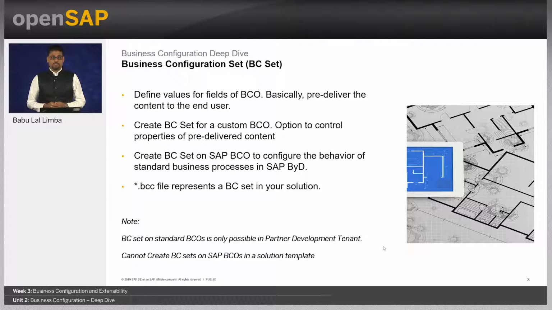For example, you want to provide the text content for some country. However, please note it is only possible in the partner development tenant. Another point to note here is that you cannot create business configuration sets on standard BCOs in a solution template. A file with extension .bcc represents a BC set in your solution.